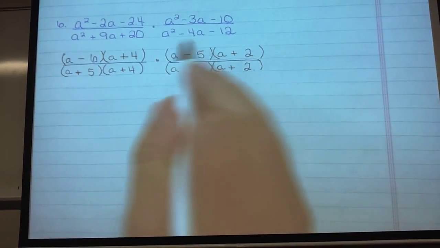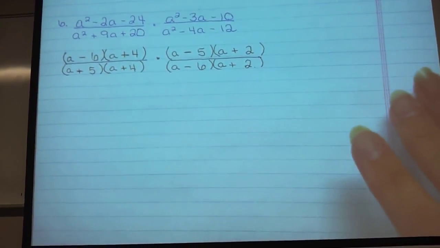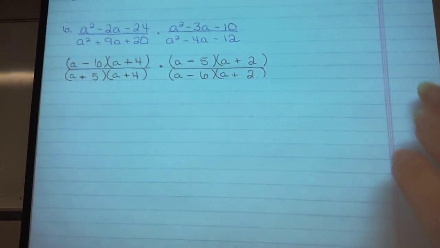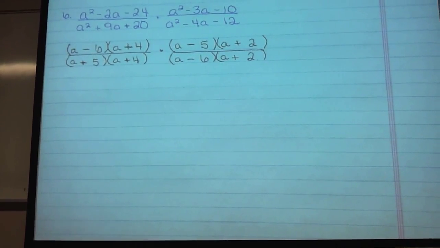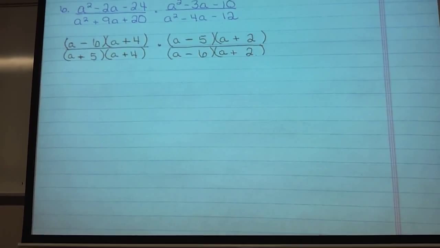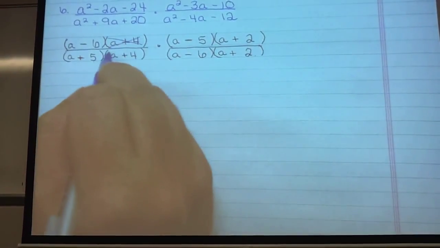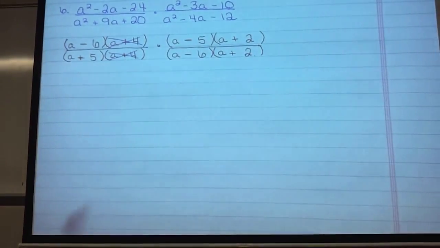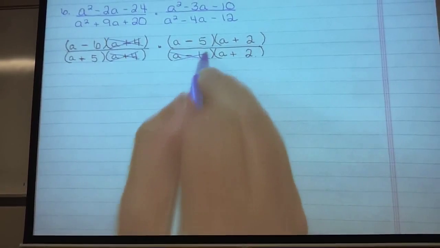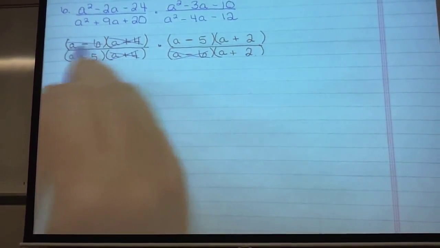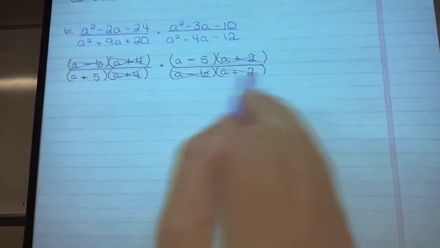If this part is still hanging you up, you need to practice simple factoring. You need to go back to 5.2 and 5.3 and practice your factoring, because that's where it's coming from. Do you see anything that cancels? Yes. Let's see. We've got the a plus 4s, one on top, one on bottom. a minus 6, one on bottom, one on top. a plus 2 and a plus 2, one on top, one on bottom.